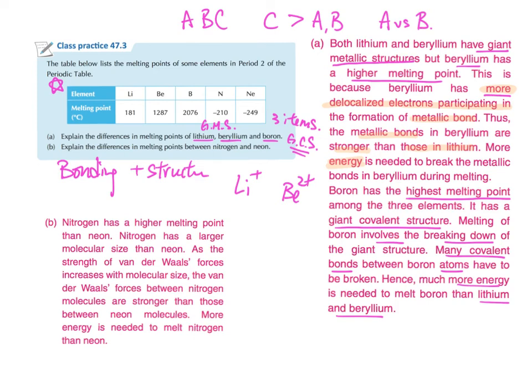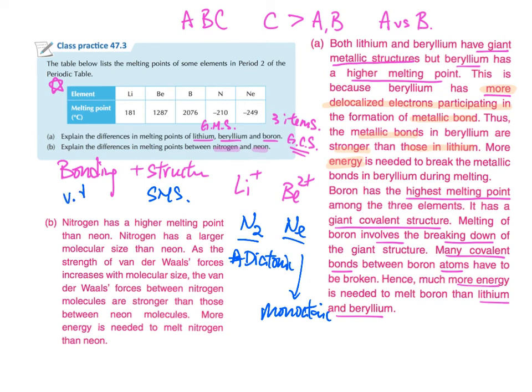Part B, you're going to talk about the differences between nitrogen and neon. That one is simple. Nitrogen is N2, neon is Ne. So the keywords must be talking about the diatomic molecule and also the monoatomic molecule. But remember, again, you have to talk about the bonding and structure. The structure is simple molecular for nitrogen and monoatomic for neon. The bonding is van der Waals force. Van der Waals force increases with the molecular size.